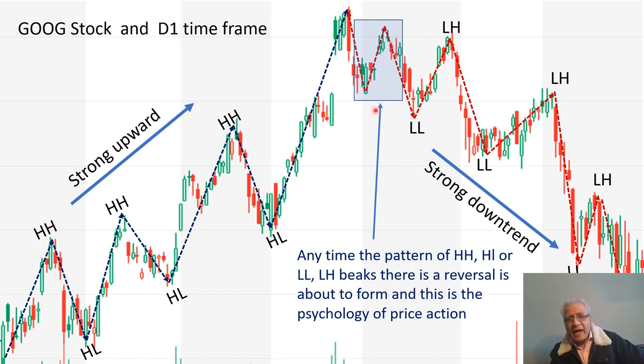That's what it means: as soon as you see this, you know that the trend is going to go downward, is going to reverse. So that is the trend reversal, as you see at this point, and this is the sign. So remember, this is a very, very important point that I mentioned. Anytime the pattern of higher high, higher low, or lower low, lower high breaks, a reversal is about to form, and this is the psychology of price action.